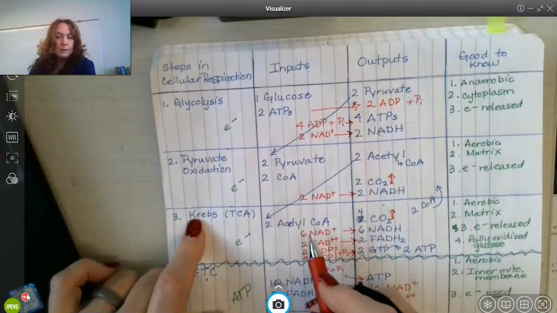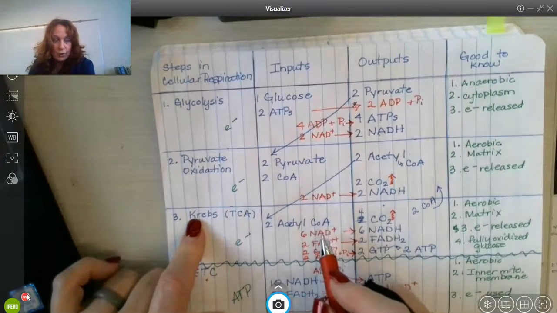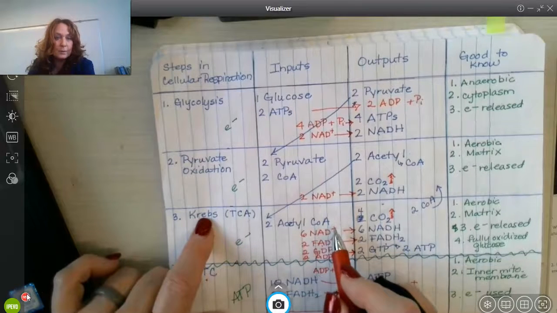Once my stores of NAD are depleted, pyruvate oxidation will stop. And again, once I've exhausted my cellular stores of NAD, Krebs will stop.